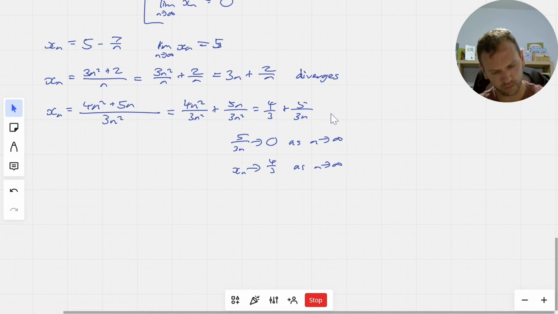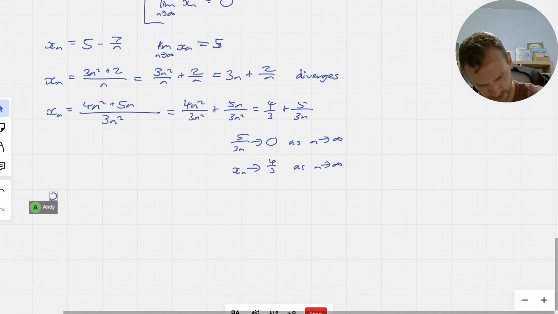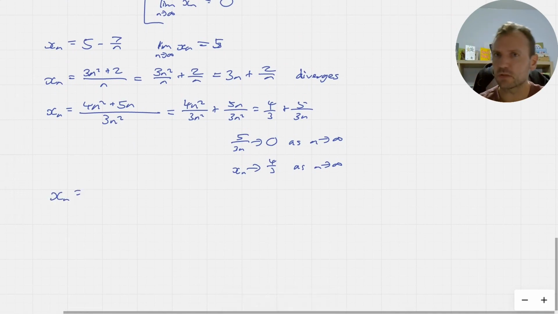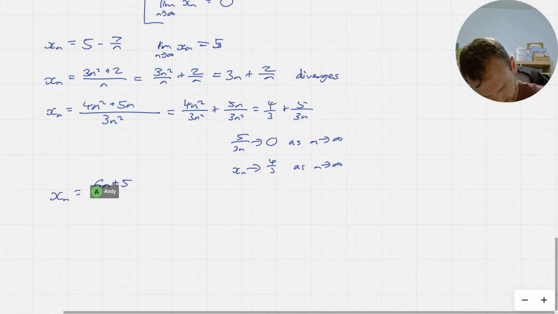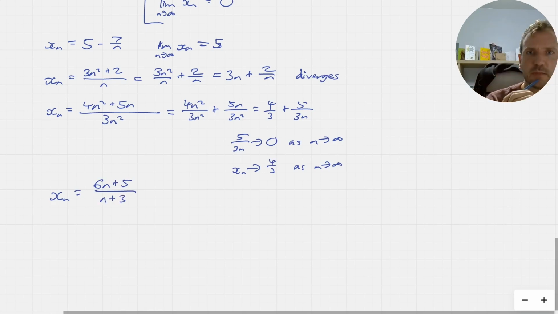We'll look at one more that requires a bit more creative algebra now. Maybe not to spot, but certainly to justify. So let's say we've got xn is 6n plus 5 over n plus 3. In this case, we have a linear term on the numerator, linear term on the denominator. So again, they're going to go roughly as quickly. We're not expecting to go to 0. We're not expecting to go to infinity.